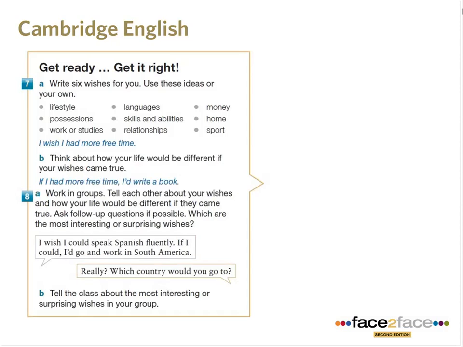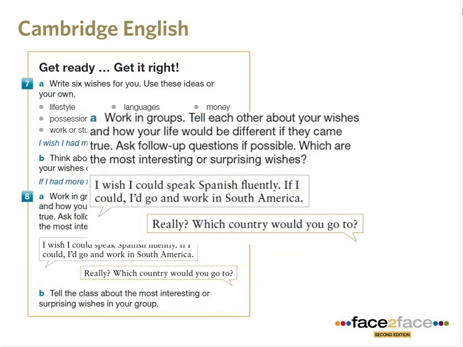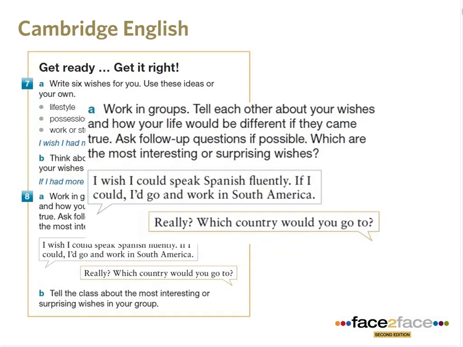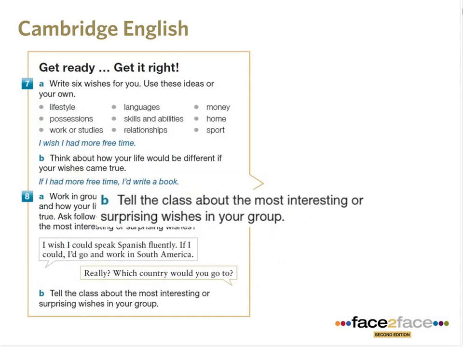So when they're in pairs, here they work in groups, they can tell each other about their wishes and how life will be different. Then by asking follow-up questions, you can develop the conversation. And finally, we ask them to tell the class about one interesting or surprising wish.